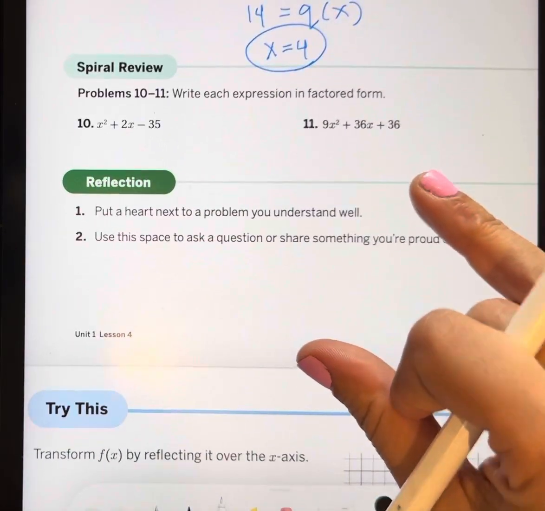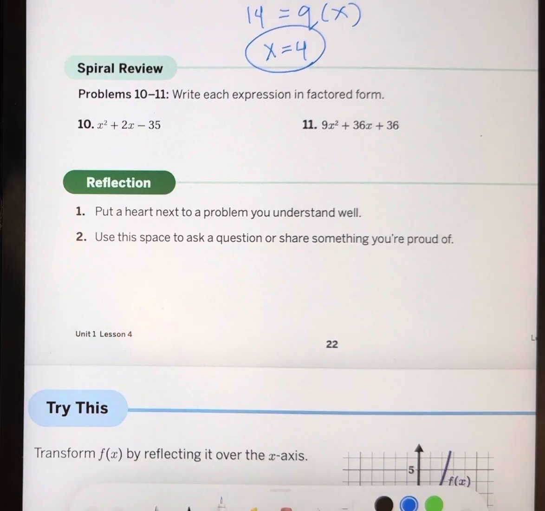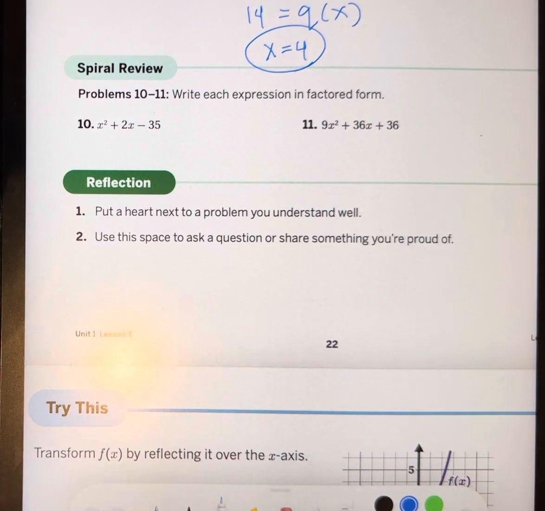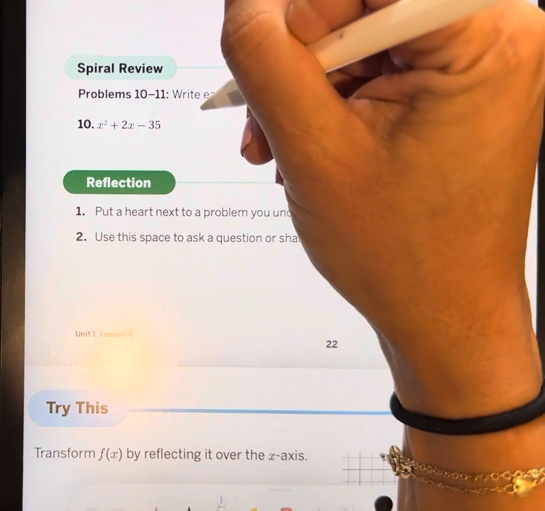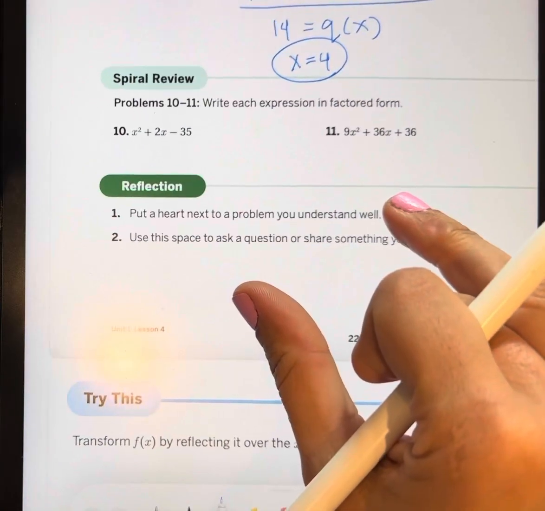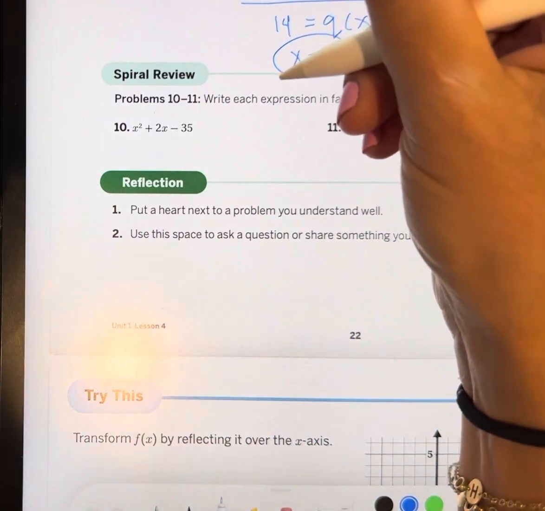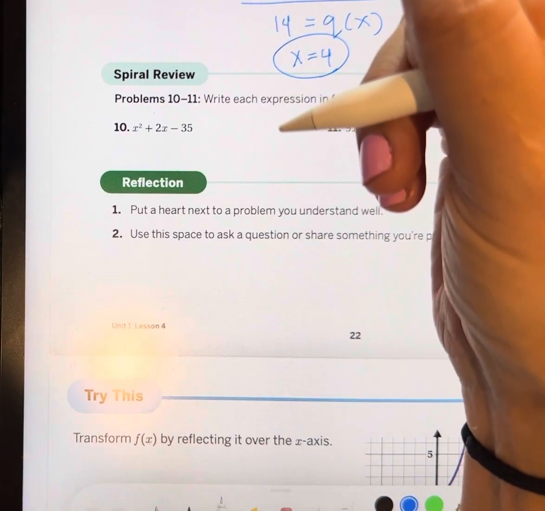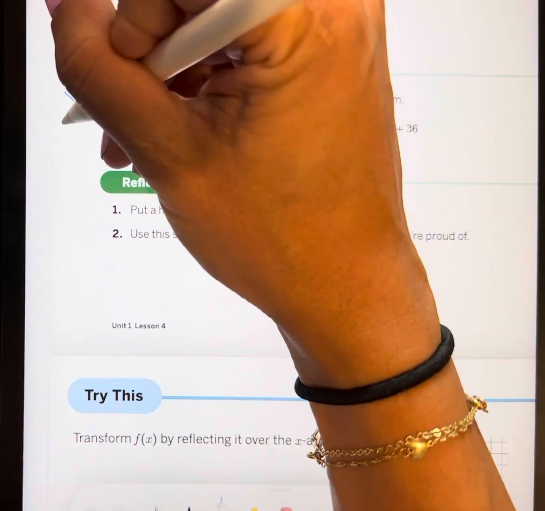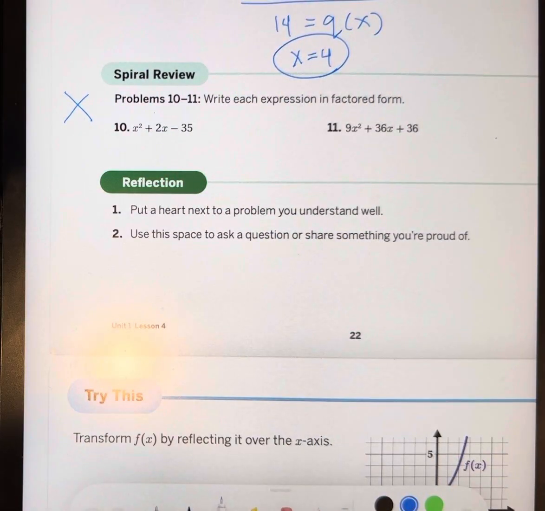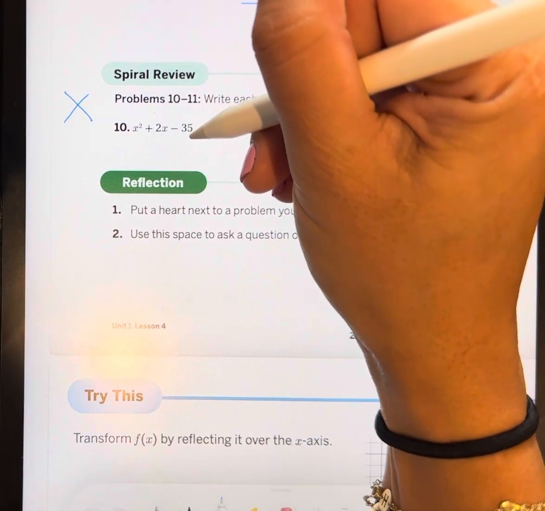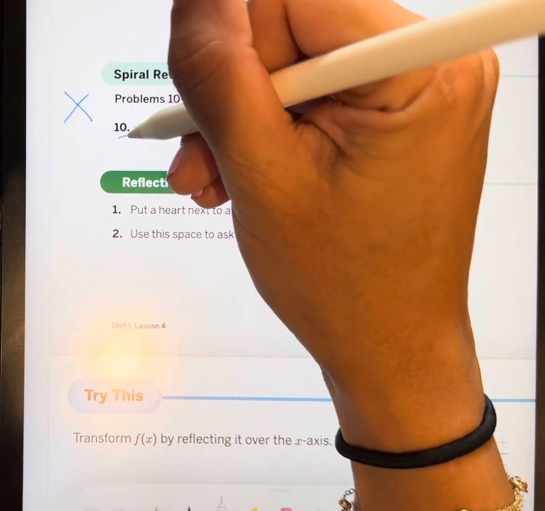Okay. The spiral review. Write each expression in factored form. If you guys have a problem with factoring, we're going to have to go over this in more detail in class. You guys, there's a million different ways to factor. A million. I'm not even exaggerating. I don't know which way you learned, and if you didn't learn the way I'm about to do it, you may not know what I'm doing. Just do it your way. As long as you get what I get, that's great. And if you need a refresher on factoring, we'll have to either do it in class or you come see me at support.